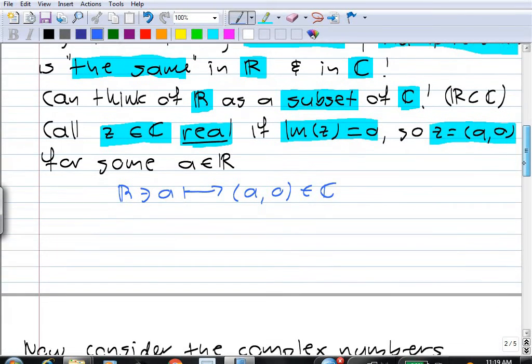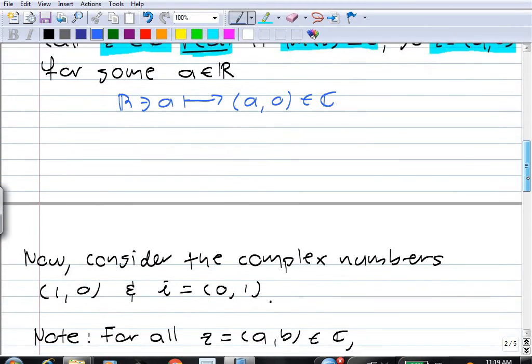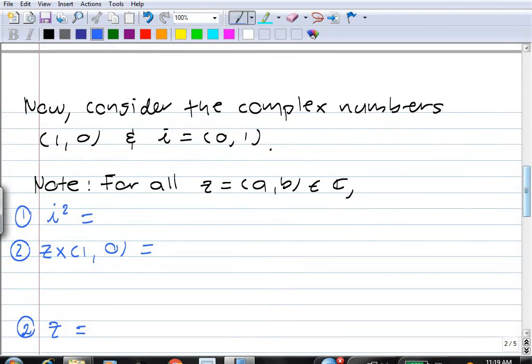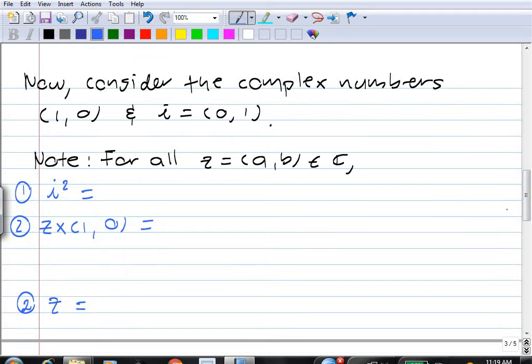Now, how does this help us to develop a nice notation for complex numbers? Well, let's look at two specific complex numbers. Right, we've got the complex number (1, 0) here, and remember, this is the complex number we associate with the real number 1 in R. And then we look at this one here, and we call it i. It's a very special one, and it's denoted (0, 1).